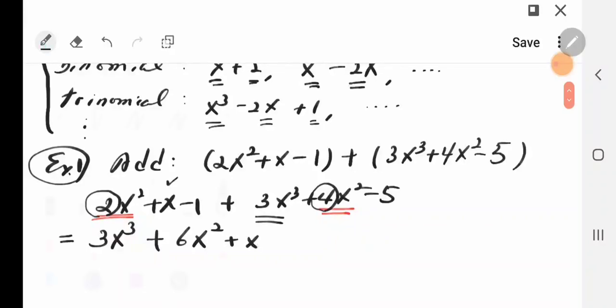And there are two constant terms. One is negative 1 and the other is negative 5. So add these two numbers, then there will be minus 6. So this is the addition of two trinomials. Just remove the parentheses and then combine the like terms. The like terms are the terms that have the same variable with the same exponent. Okay, let's try another example.